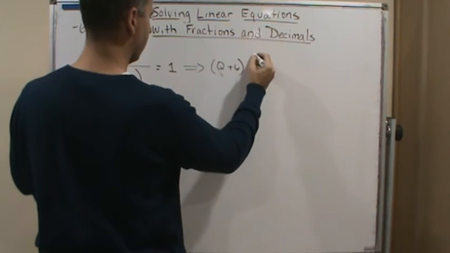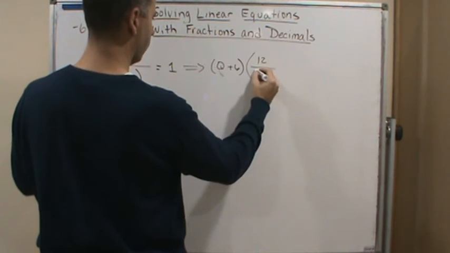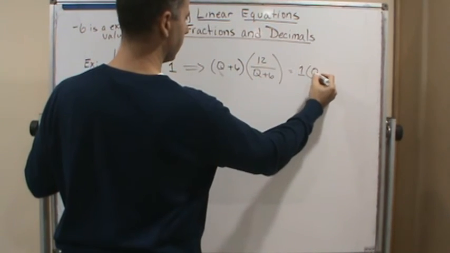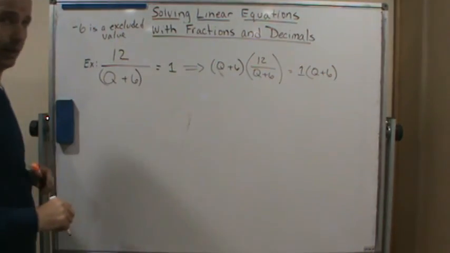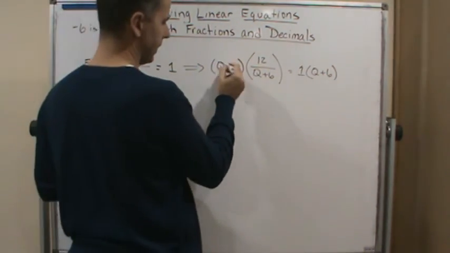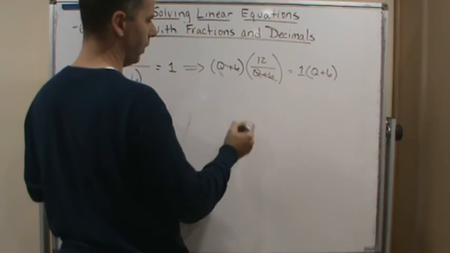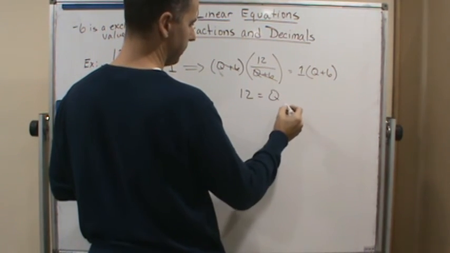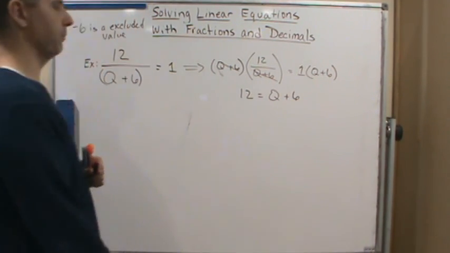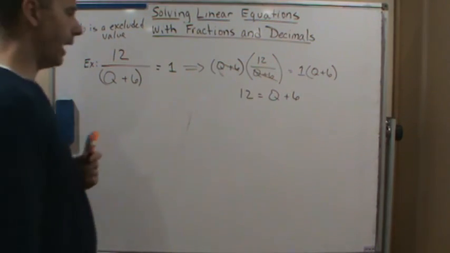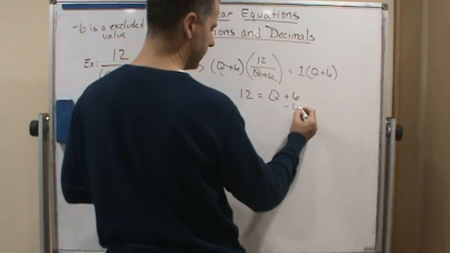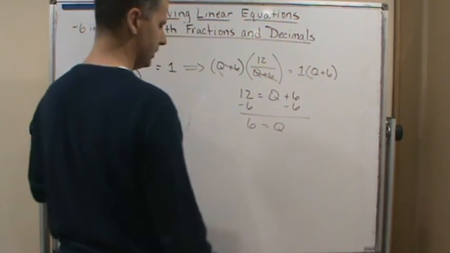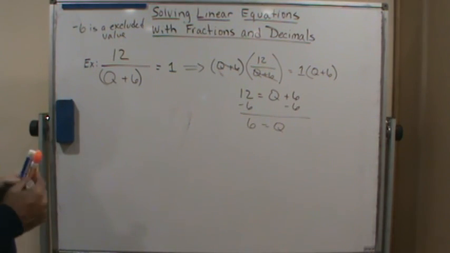So if I do q plus 6 times 12 over q plus 6 equals 1 times q plus 6, right? So now this q plus 6 divided by this q plus 6 equals 1. So I end up with 12 equals, well, 1 times this is just the same thing. So I end up with that, right? So now all I have to do is subtract 6 from both sides, and I get 6 is equal to q, or q is equal to 6, and that's my answer.